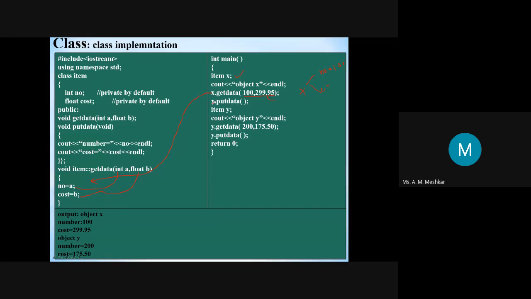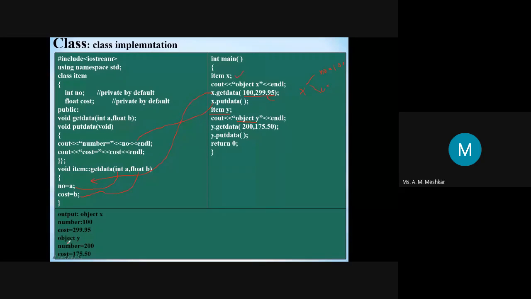And x dot put data will directly pass the control over here. And hence number is equals to no of the object x will be displayed, that is number is equals to 100, and cost is equals to cost variables value, that is 299.95 will be displayed for this object. Similarly, we can create the another object item y. Object y display होके आना चाहिए.